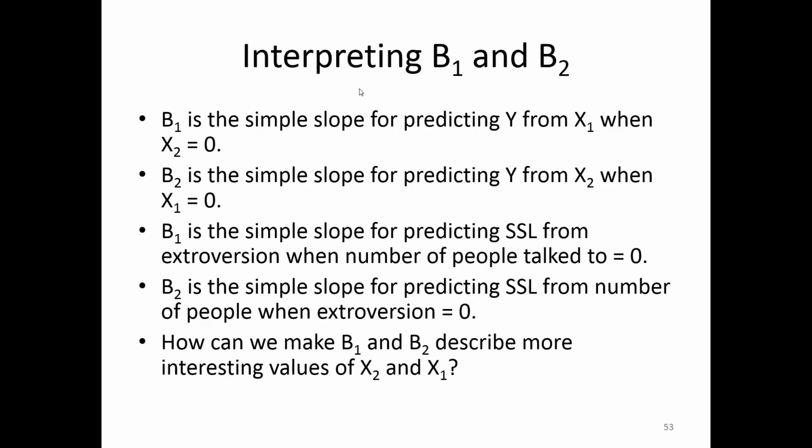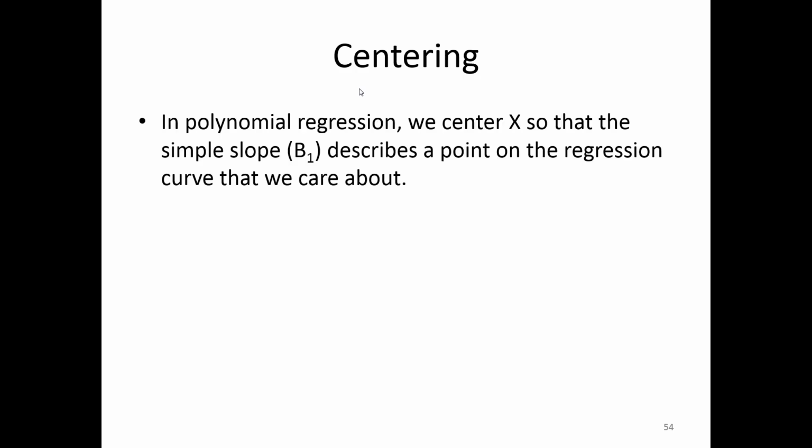So how could we make B1 and B2 describe more interesting values of x2 and x1? If you're in a class, I might ask this as a question and see if anyone knows. Hopefully you might have thought of centering. Centering can make our 0 points more interesting.